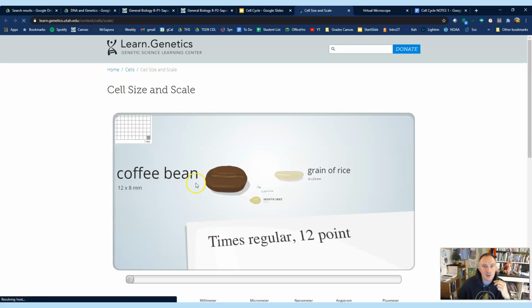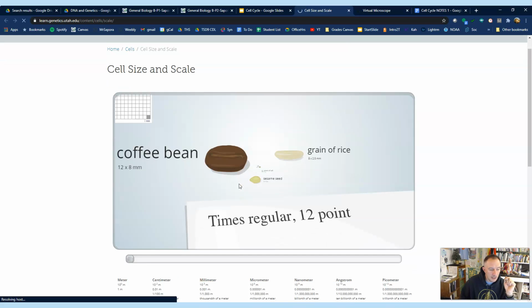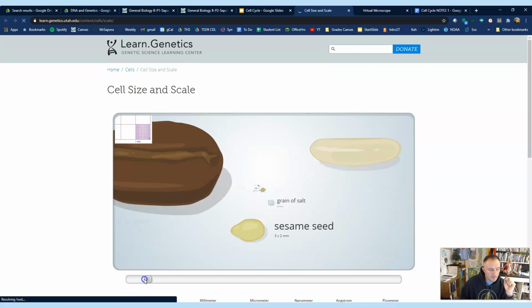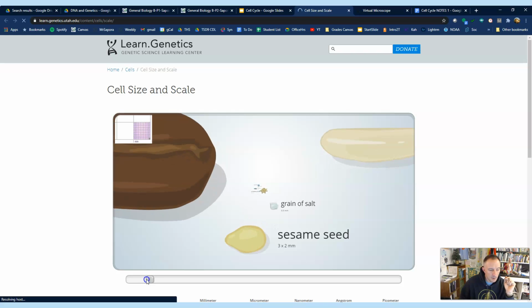So let's talk about how small cells are. We said that we're made of 37 trillion cells. Well, let's take a look and see how small cells are. So on the screen here are some examples of some things that are small. They're kind of blown up even, right? A grain of rice generally isn't this big, and a coffee bean usually isn't the size of an apple. So if we zoom in, though, and look down here, we got a grain of salt, a sesame seed, and then we're going to zoom in.